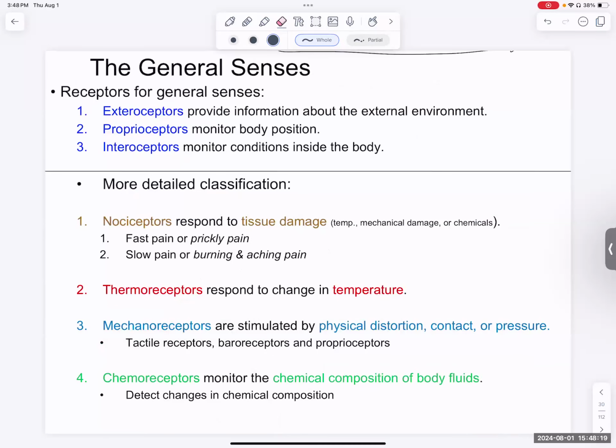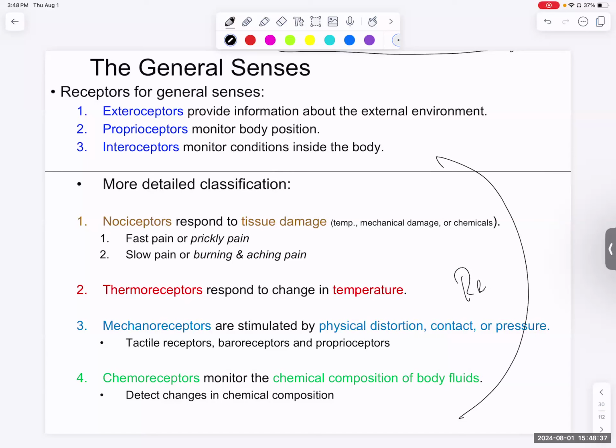Super fun. So exteroceptors are outside, proprioceptors monitor body position, interoceptors are for the inside of our body. And then I want you to know nociceptors are for pain, really tissue damage. Thermoreceptors, mechanoreceptors, and chemoreceptors. So kind of review this. This is actually a slide from anatomy.